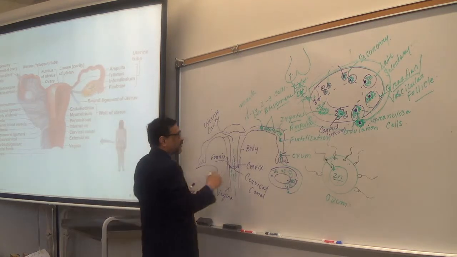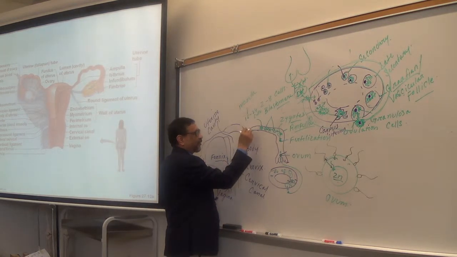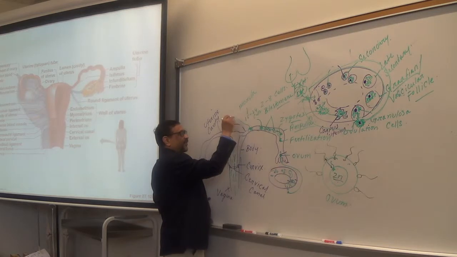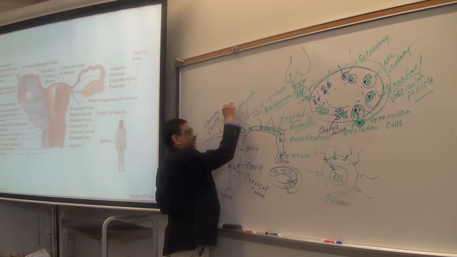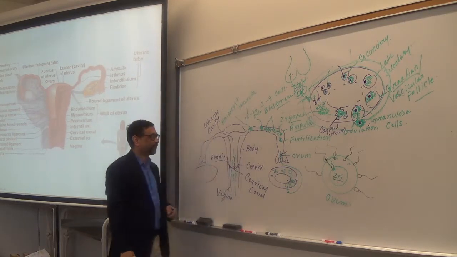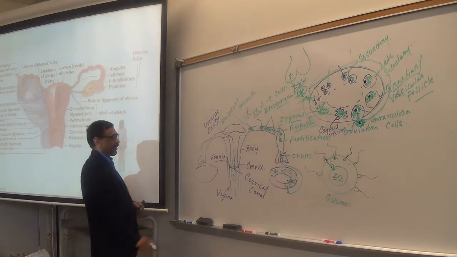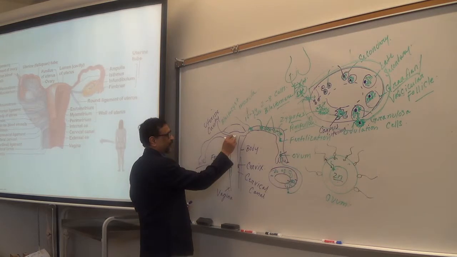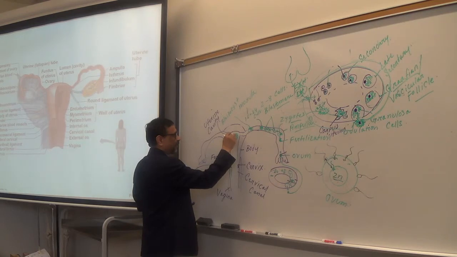And then what happens? Inside the morula, a cavity will appear. This is the cavity. These are the cells. When a cavity appears, this stage is called blastocyst. Blastocyst. And the blastocyst will arrive inside the house, uterus. So this is the blastocyst.